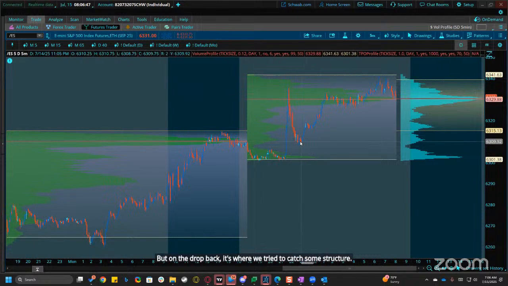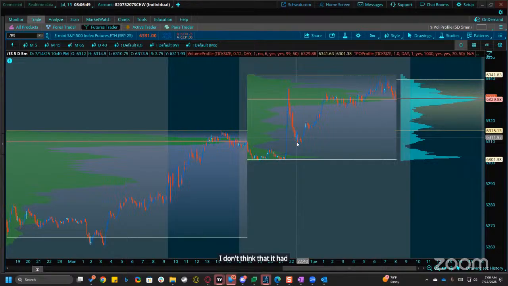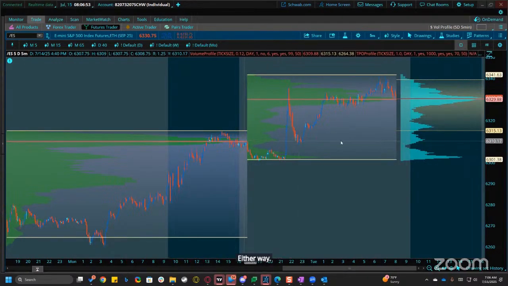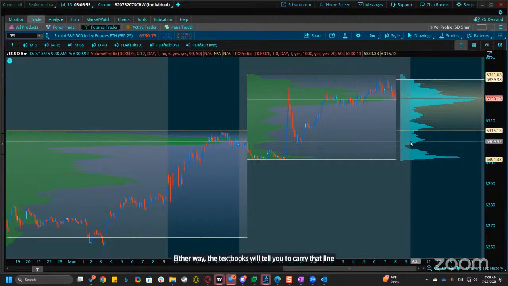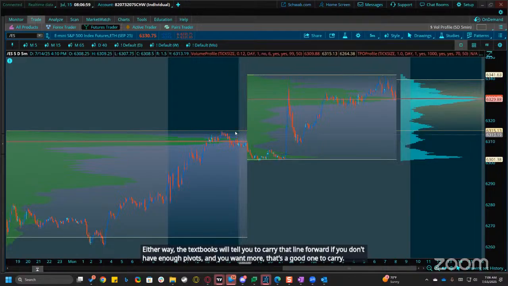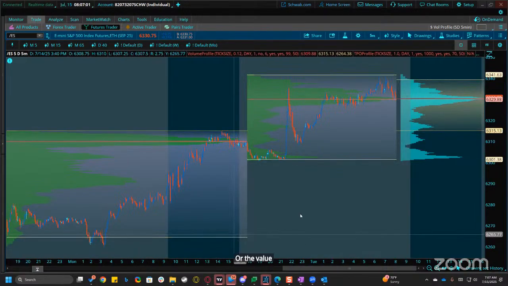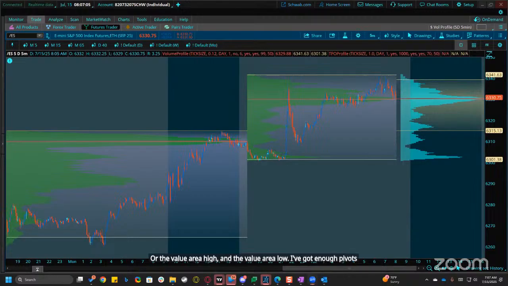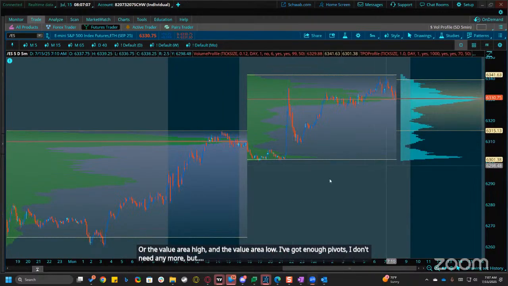I don't think that it had anything to do with this little bump here, but either way, the textbooks will tell you to carry that line forward. If you don't have enough pivots and you want more, that's a good one to carry. Or the value area high and the value area low. I've got enough pivots. I don't need any more, but whatever, you do you.